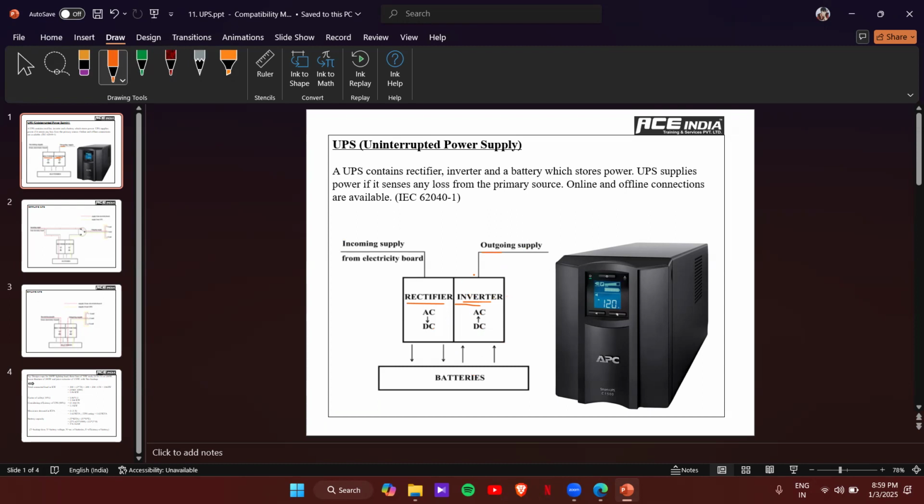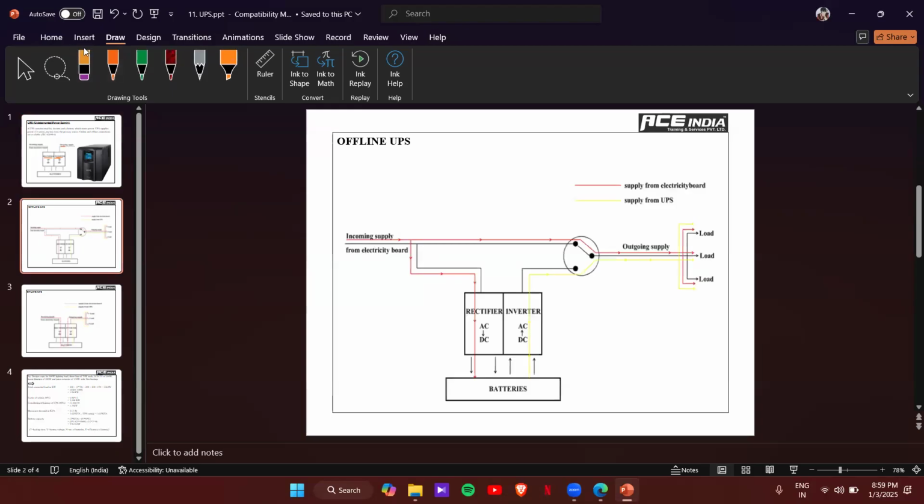And in UPS we have only two types. One is called the online system. The second one is called the offline system. Okay, here let's start with the offline system first.